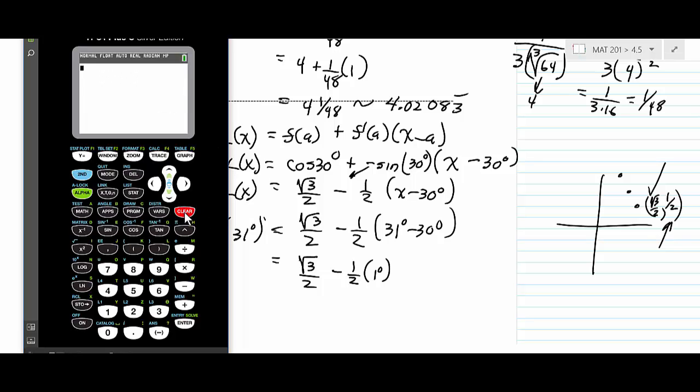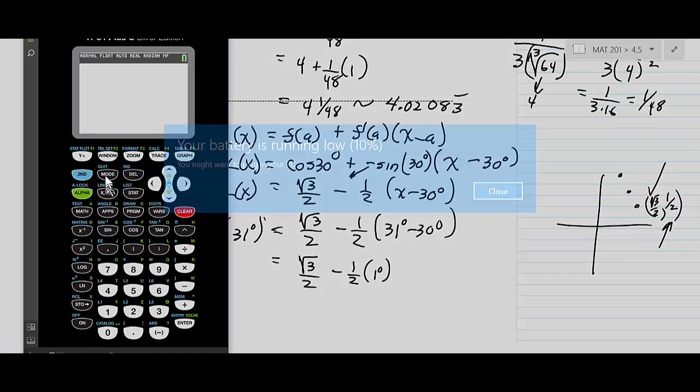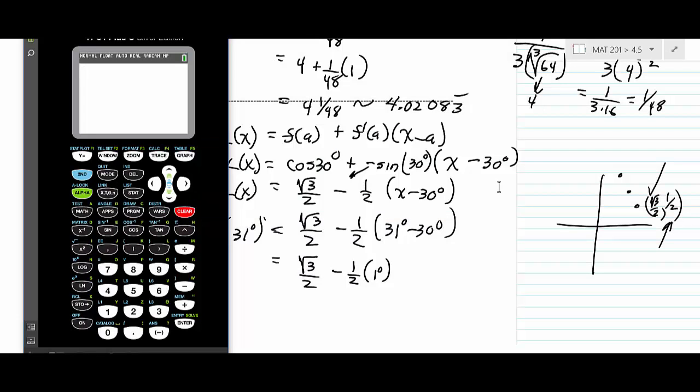And if we do this, let's see, I want to go back to degree mode on here. Oh, the battery's going dead here. There we go. So you want to go ahead and get that put in. What I'm going to do in degree mode is just see how close I am here. Okay, so let's see.